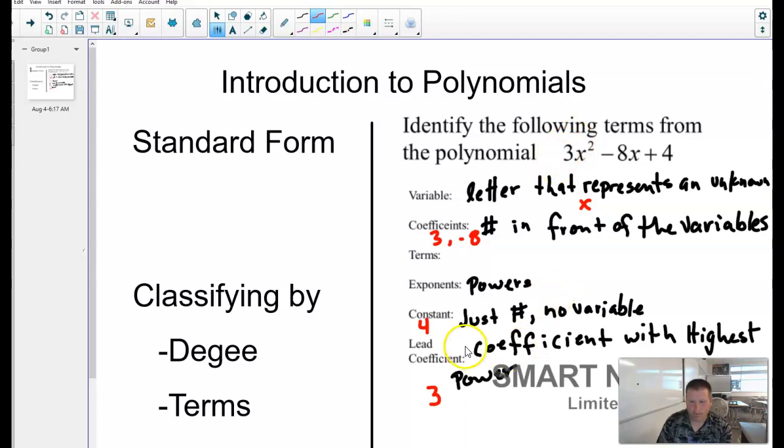So sweet, good. Hopefully you guys are good with that. Again, there are 3 terms here. There are exponents, there's 2, and there's 1.